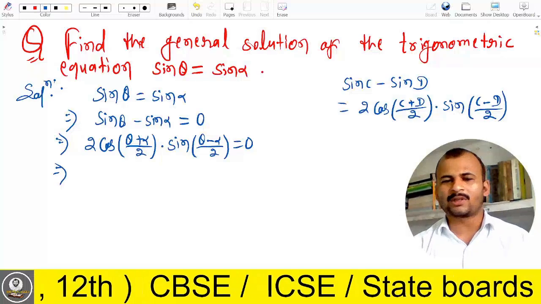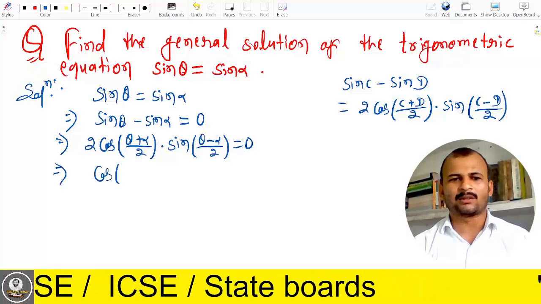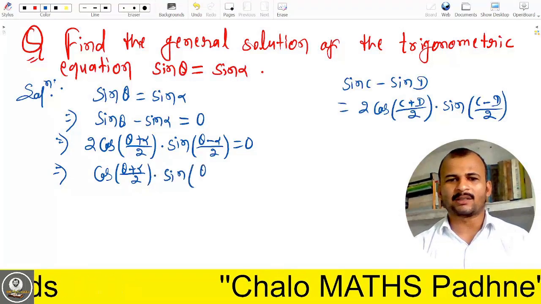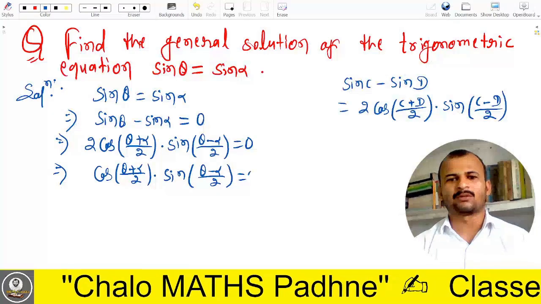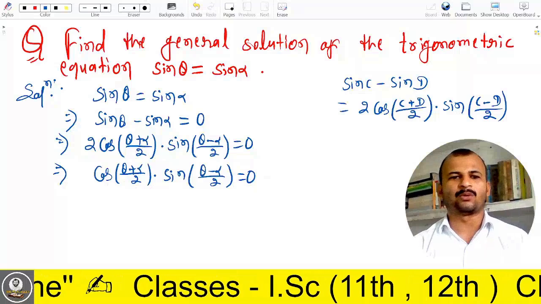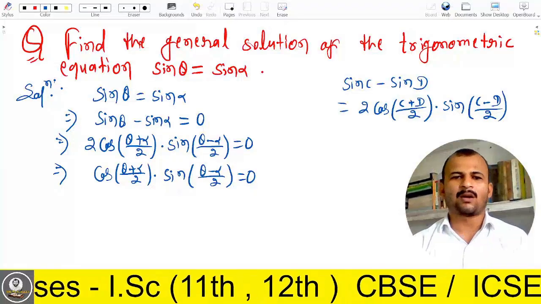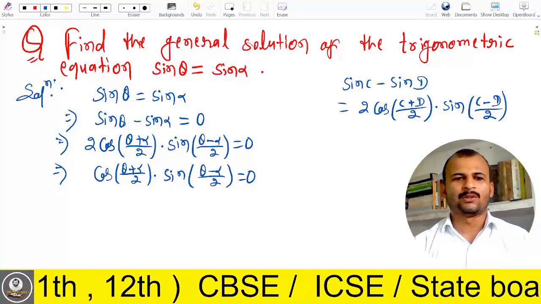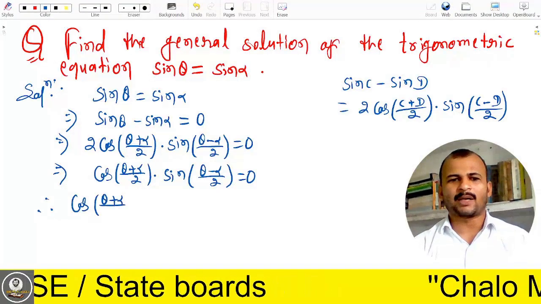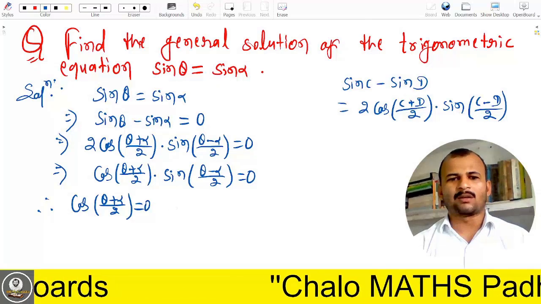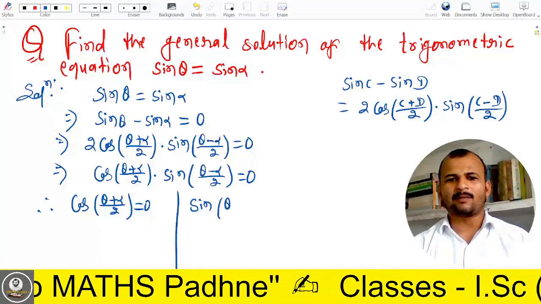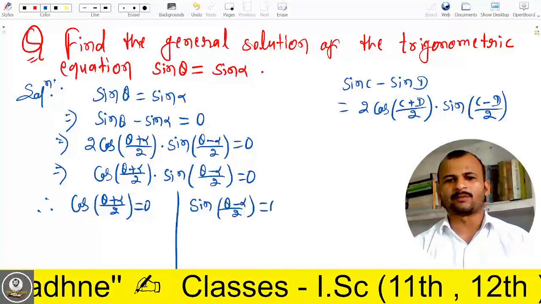Now dividing both sides by 2, we get only cos((theta plus alpha)/2) into sin((theta minus alpha)/2) equals 0. We have two factors on the left-hand side, and this equals 0. So first factor equals 0 or second factor equals 0. So we write cos((theta plus alpha)/2) equals 0, and the other is sin((theta minus alpha)/2) equals 0.